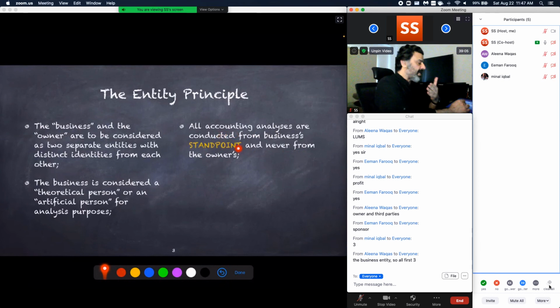And in order to have the business's point of view or business's standpoint, you need to create an artificial or theoretical person in the form of a business entity. Why is this so important? Why do we need to create business entities? The answer is simple: we needed to create an artificial person just for this purpose, ताकि उसका अपना एक point of view हो.